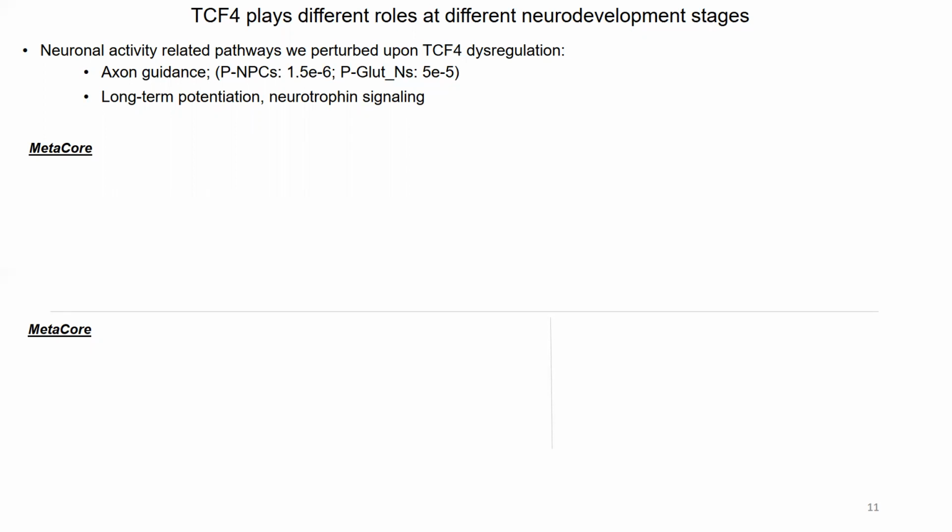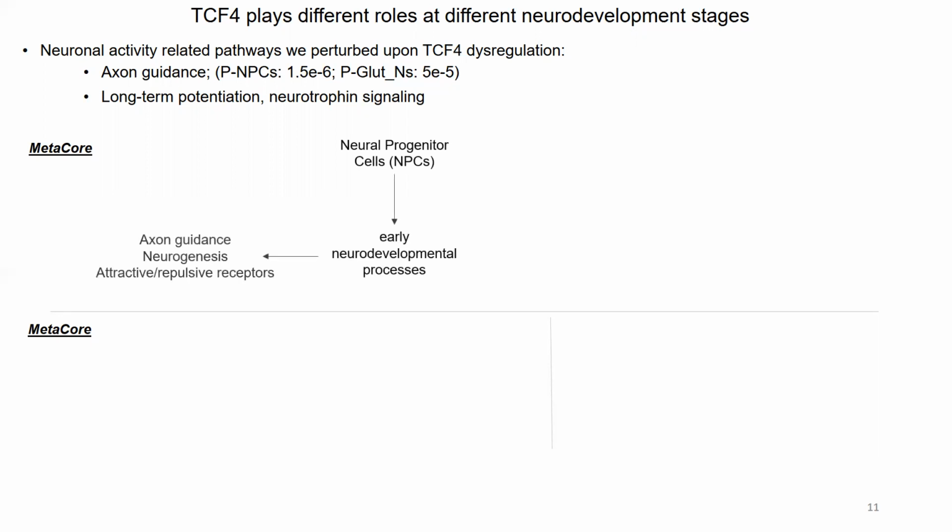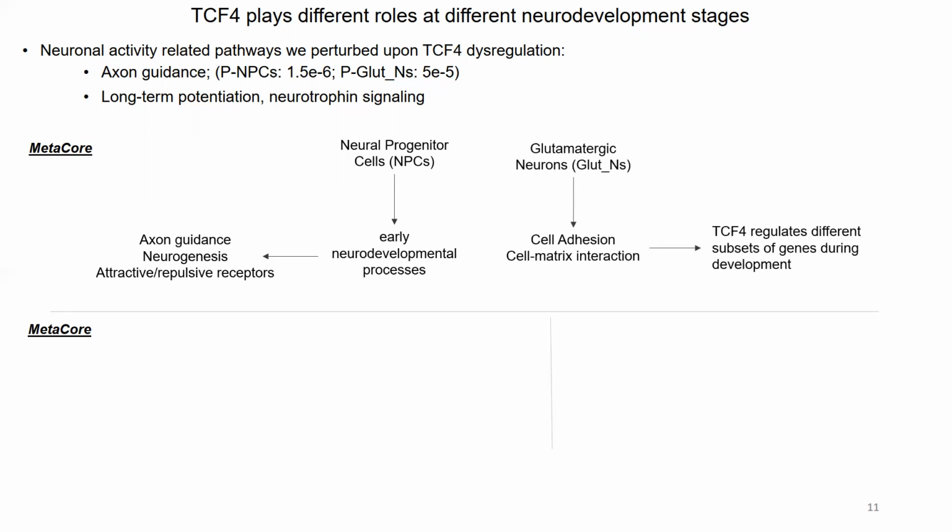Now, the top gene expression changes in neuronal progenitor cells converged on early neurodevelopmental processes, such as axon guidance, neurogenesis, and attractive and repulsive receptors, which guide neuronal growth and axon targeting during neurodevelopment. In contrast, the most significant categories in glutamatergic neurons involved cell adhesion and cell matrix interactions, which suggests that TCF4 regulates different subsets of genes during neurodevelopment.